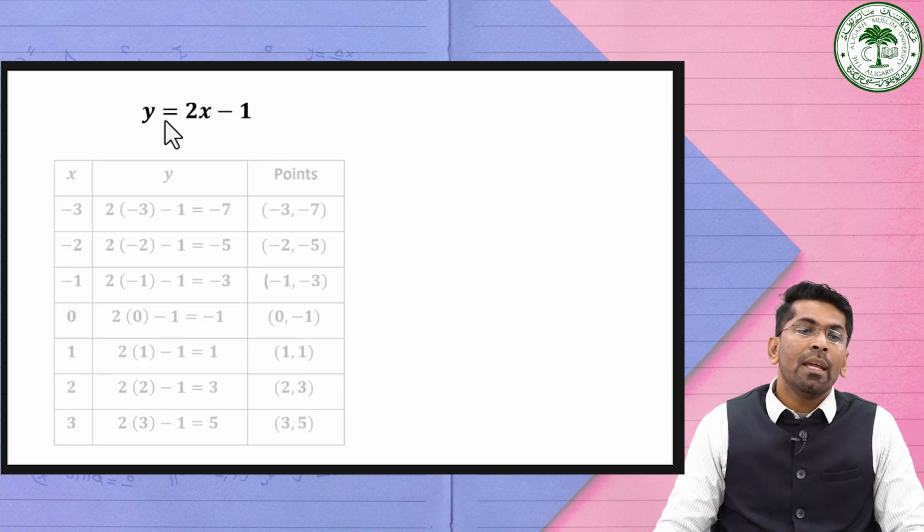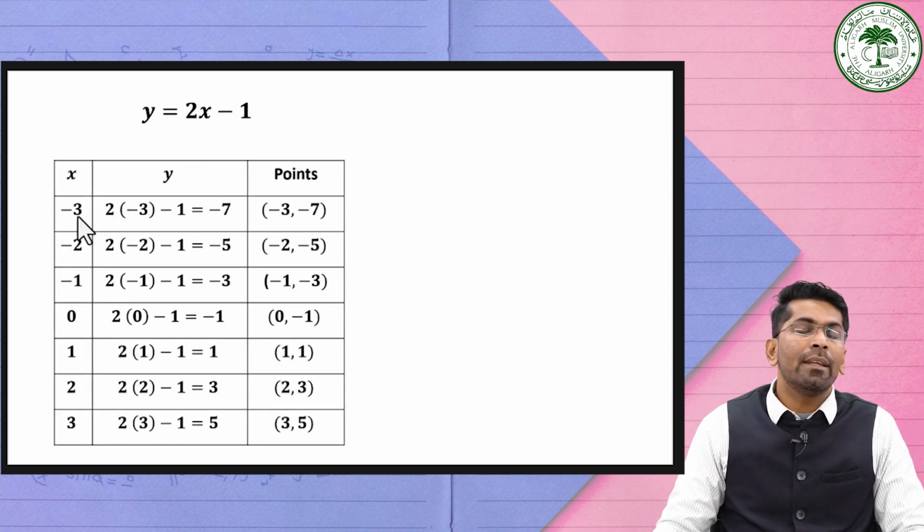For example, if we assume x is equal to minus 3, then it will be 2 into minus 3 minus 1, which is equal to minus 7. Similarly, if x is equal to minus 2, then it is 2 into minus 2 minus 1, which is equal to minus 5. If we assume x is equal to minus 1, then substituting x equal to minus 1 in the above equation, y is equal to minus 3. If x is 0, then y is minus 1. If x is 1, then y is equal to 1. When x is 2, then it is 2 into 2 minus 1, which is equal to 3. And when x is 3, then the y value is equal to 5.